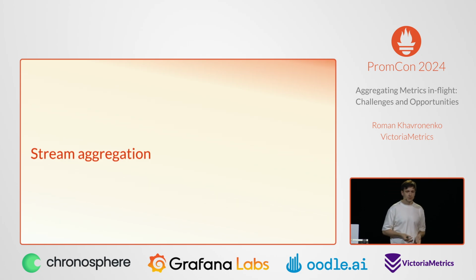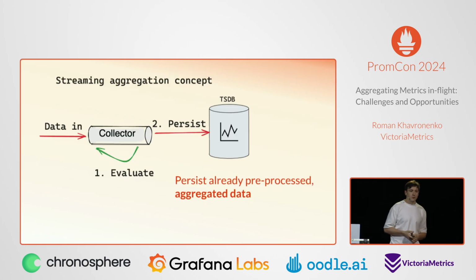And here we come to the stream aggregation concept, which is now one of the open source features that the VictoriaMetrics collector provides. The concept of stream aggregation is super simple. It's very similar to a recording rule, but the difference is that the metrics collector stands between the time series database and the data ingestion flow. And it can perform interval evaluations before data gets into the database. Having this ability, you can control what data goes after the collector to the time series database.